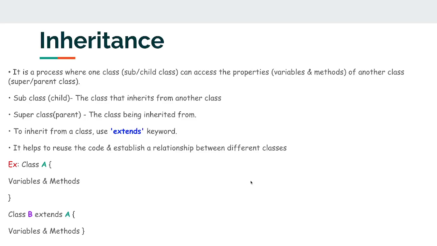So, what is inheritance? It is a process where one class can access the properties of another class. This is a very simple definition. One class is going to inherit from another class. It's called the subclass. And there is another class, called the superclass or parent class, the class being inherited from. So it's a relationship between two classes, where one class has access to the properties, which means the variables and methods.